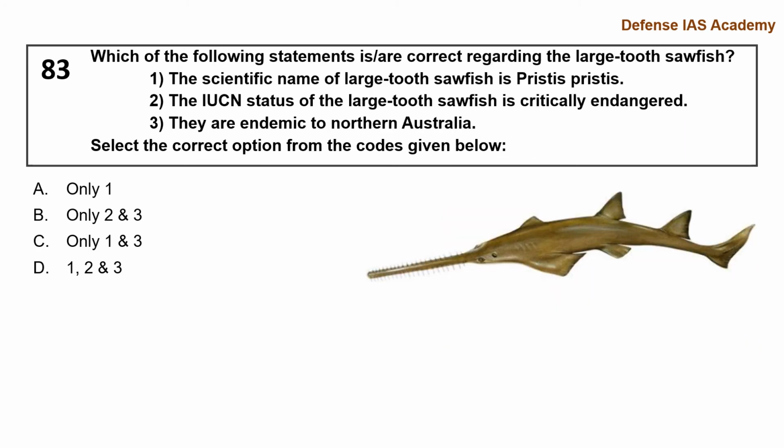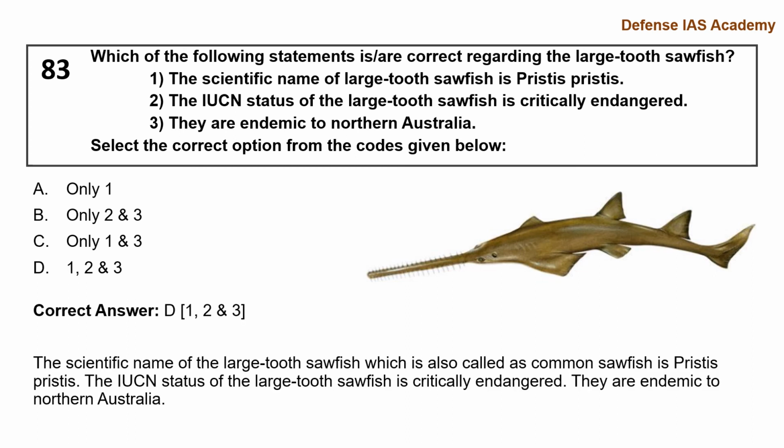Question 83. Which of the following statements is or are correct regarding the large-toothed sawfish? 1. The scientific name of large-toothed sawfish is Pristis pristis. 2. The IUCN status of the large-toothed sawfish is critically endangered. 3. They are endemic to the northern Australia. Select the correct option from the codes given below. The correct answer is option D, 1, 2 and 3.